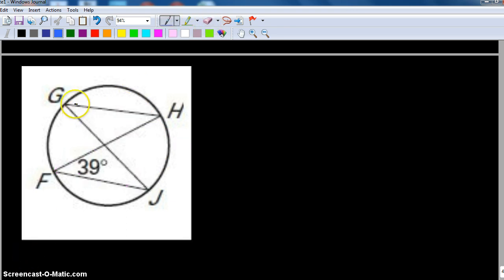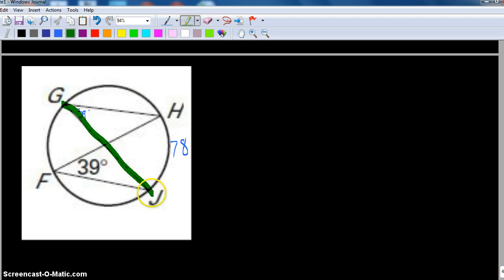Hold on. Right, so we know this is 39, and we know this is 78. You got that. And don't forget that this FH is a diameter. So is GH the other direction. Just depends which way you want to use it.